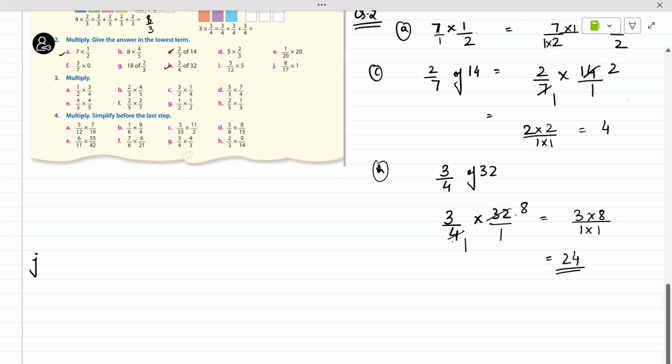Last part, J, where we have 8 by 17 of 1. So kids, 8 by 17 cannot be reduced further.